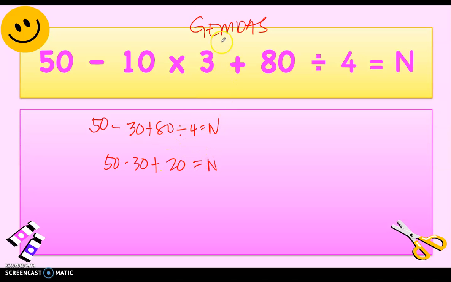Now, next, there's no more multiplication and division. You proceed to addition or subtraction, whichever comes first. And as you can see here, subtraction comes before addition. Then you perform subtraction. 50 minus 30 is 20 plus 20. You will get 40.